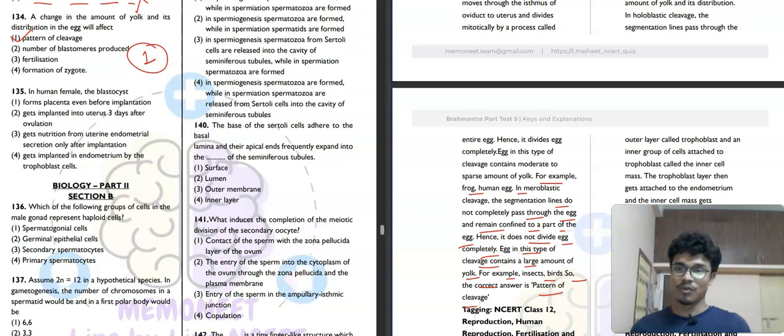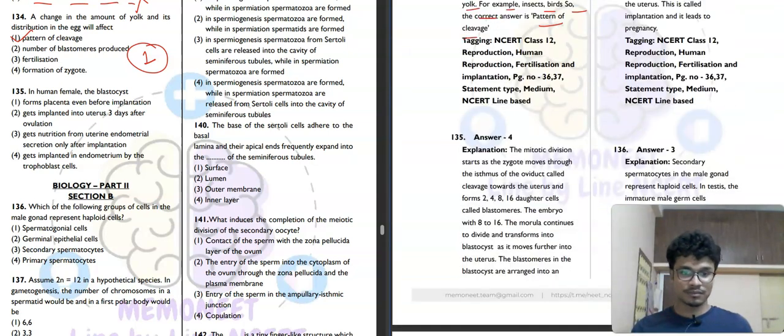Now the next one is 135. It is saying that in human female, the blastocyst forms placenta even before implantation. How can this happen? So this is not correct. The blastocyst gets implanted into the uterus 3 days after ovulation. No, not correct. It gets nutrition from the uterine endometrial secretion only after implantation. It is also not correct. It gets implanted in the endometrium by the trophoblast cells. It is absolutely correct. So the fourth option will be our correct answer for the blastocyst.